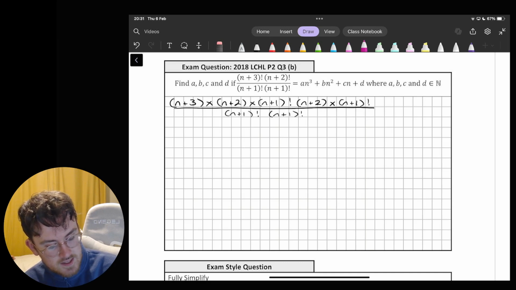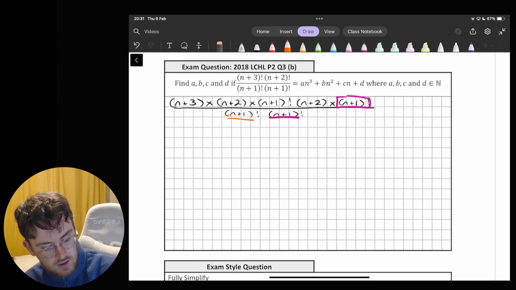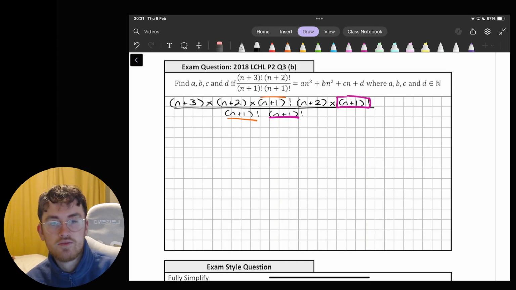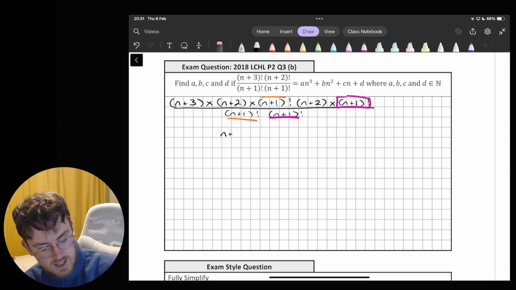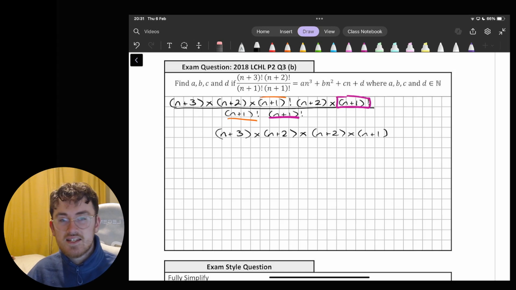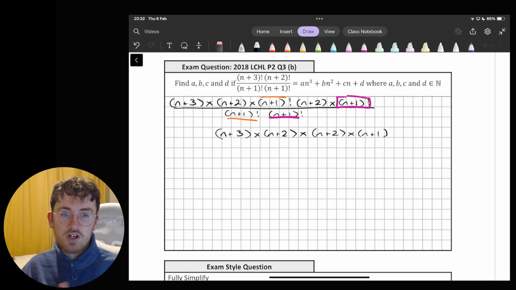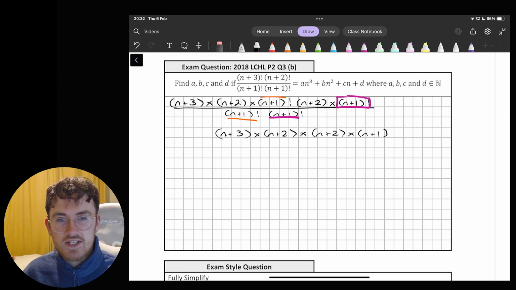Now again, I can see a common term here on top and bottom of n plus 1, and over here, I similarly have a common term of n plus 1 factorial. Okay, so what that will leave me with is n plus 3 times n plus 2 times n plus 2 times n plus 1. Okay, the fact that the factorials are written beside each other doesn't change the fact that terms written beside each other generally represents multiplication. So even though it was 2 factorials beside each other, they are being multiplied by each other.